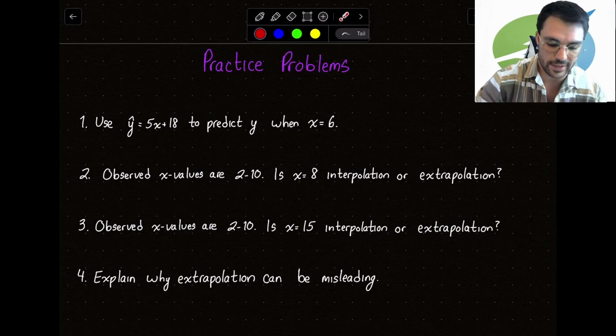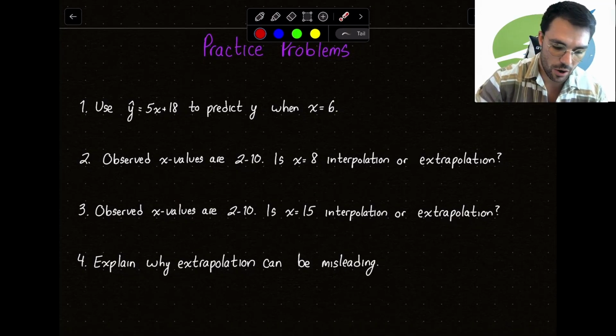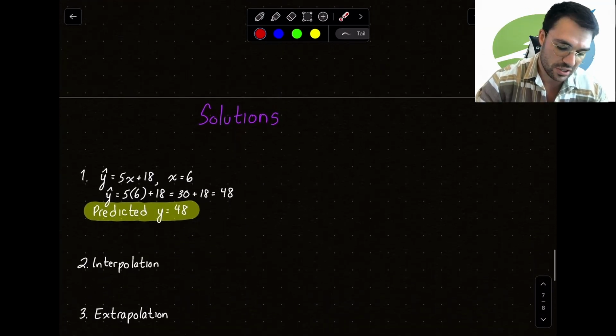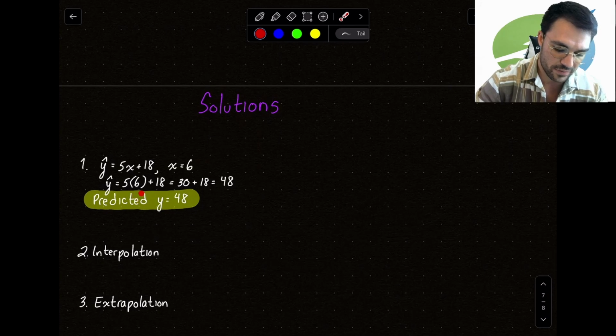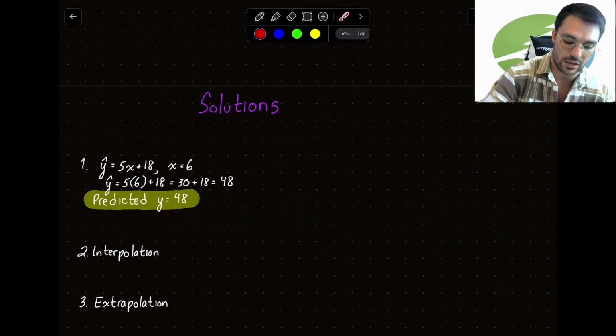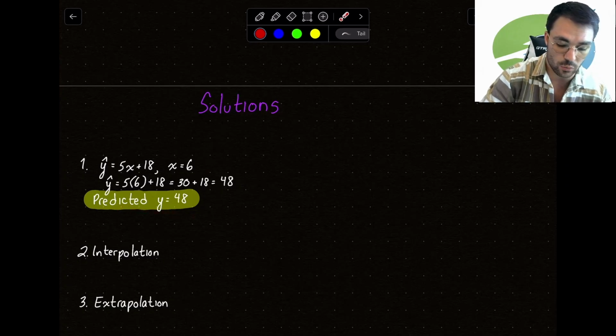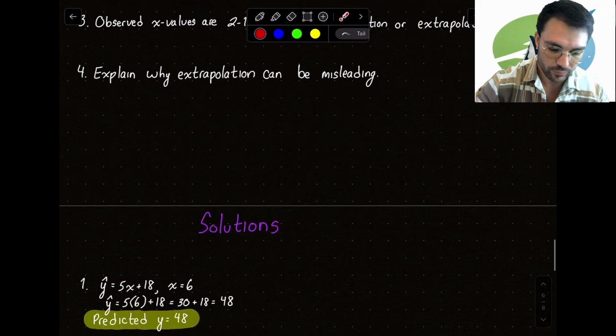Cool. Hopefully we did that. Let's take a look at the solutions. Number one, when y hat equals 5x plus 18, what is y hat when x equals 6? Just plug 6 into the equation. Easy peasy. 5 times 6 plus 18 equals 30 plus 18 equals 48. Predicted y equals 48. Predicted y or y hat, they mean the same thing.